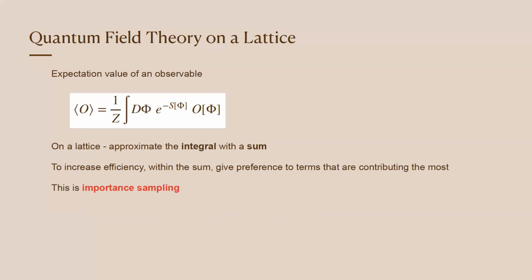Then we can compute the expectation value of an observable using the path integral formalism like this. But on the lattice, we replace the integration with a summation. To increase the efficiency of the summation, we give preference to terms where this exponential is contributing the most. And that happens when the action is minimized, minimum action configurations. So we don't simply sum over all field configurations, we take only the important ones, where the action is minimized, and that is called importance sampling.